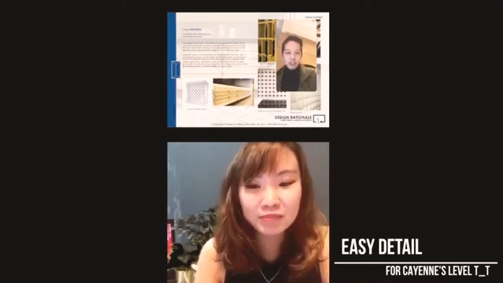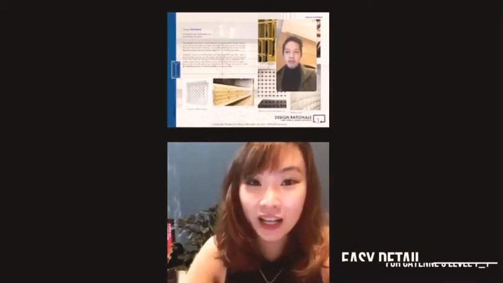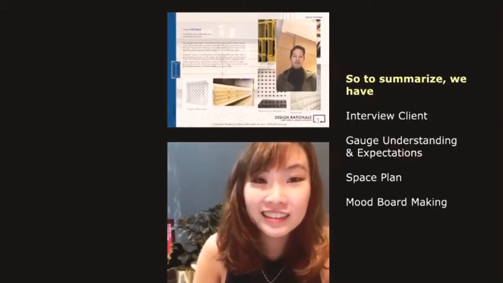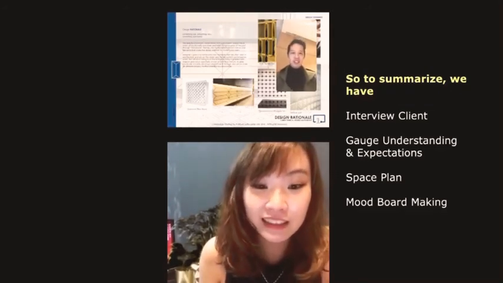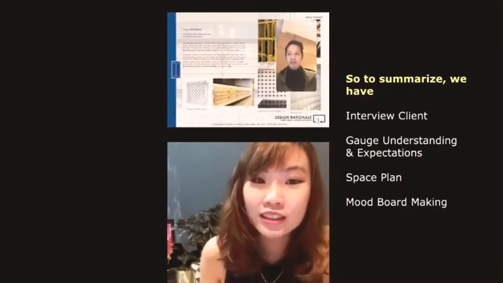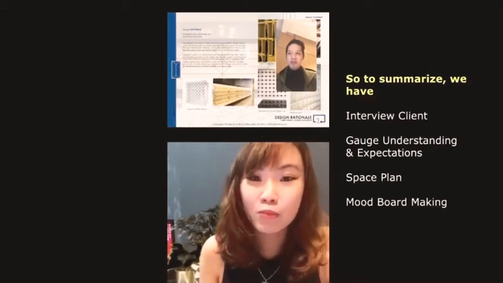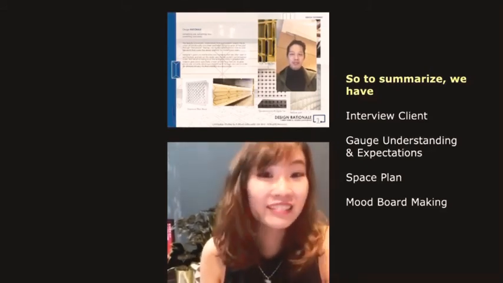Right. To summarize, number one, interview your client. Number two, understand the level of acceptance in design approach. Number three, space plan. And number four, moodboard making. You can start to build your moodboard already.